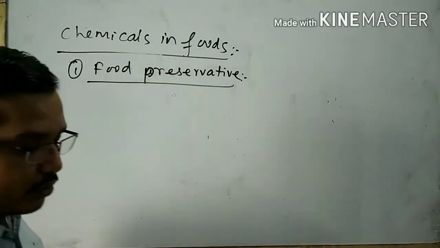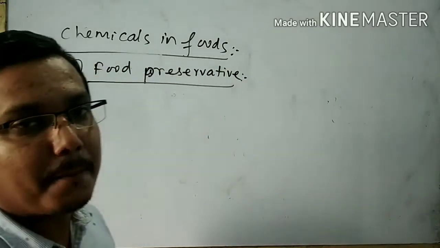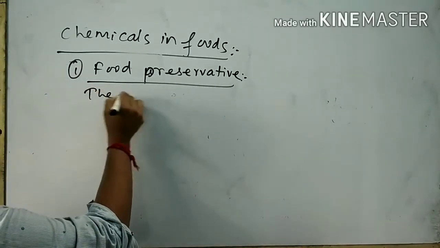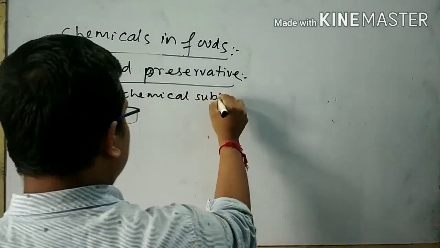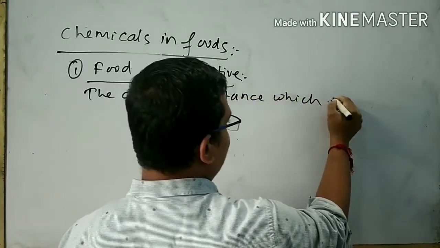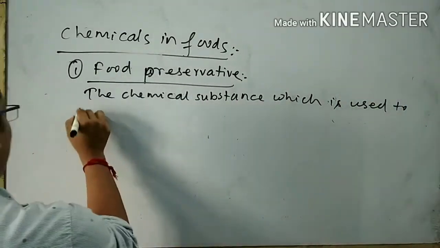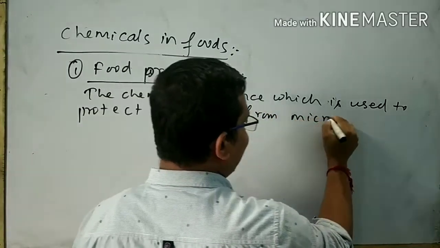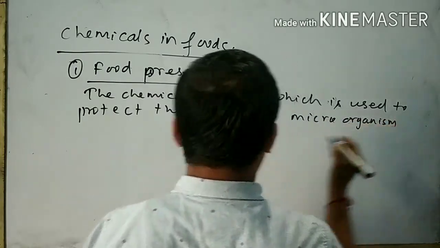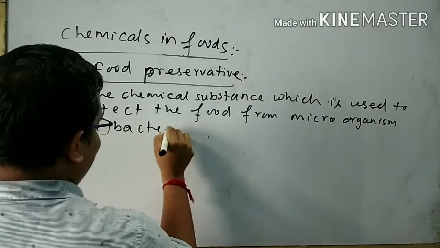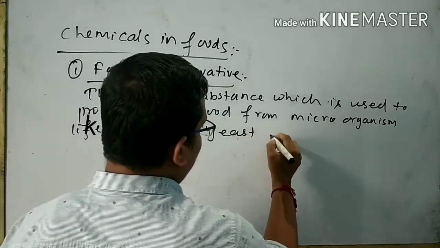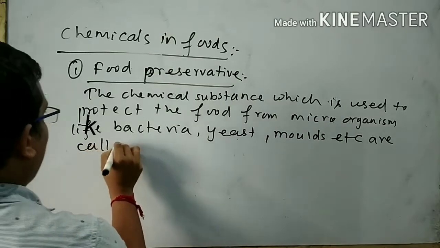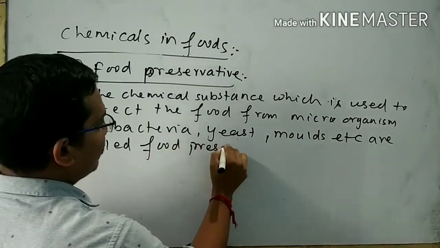Food preservatives are the chemical substances which are used to protect the food from microorganisms like bacteria, yeast, molds, etc. So you can write: the chemical substance which is used to protect the food from microorganisms like bacteria, yeast, molds, etc. are called food preservative.